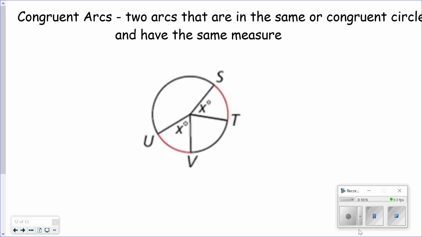Congruent arcs. Congruent arcs are when two arcs that are in the same or congruent circles have the same measure. So if I look at this circle, I notice that this angle measure and this angle measure are the same. They're the measure of x, meaning that our arcs are also the same measure.